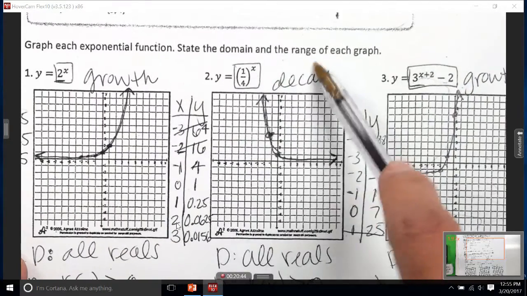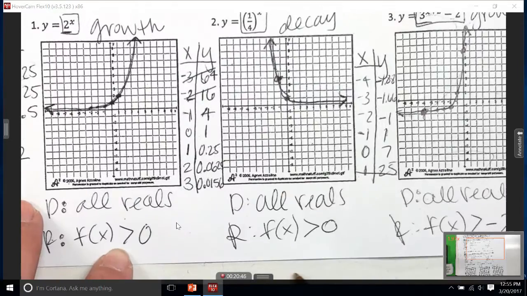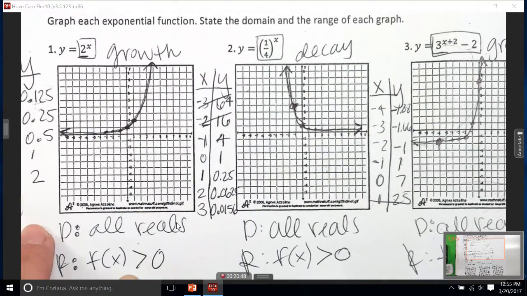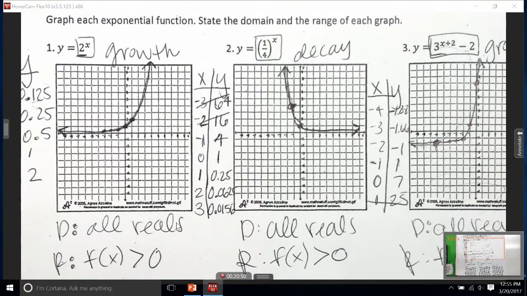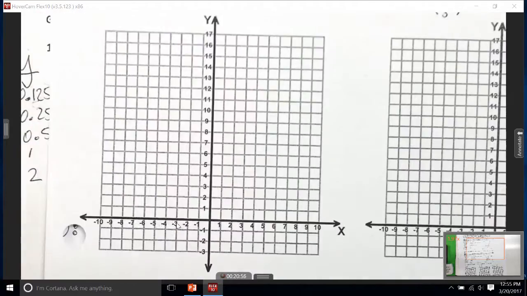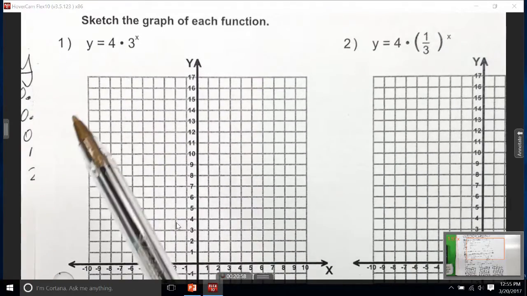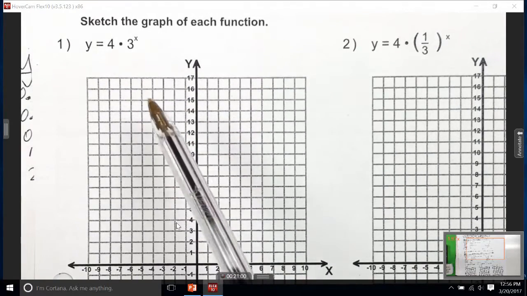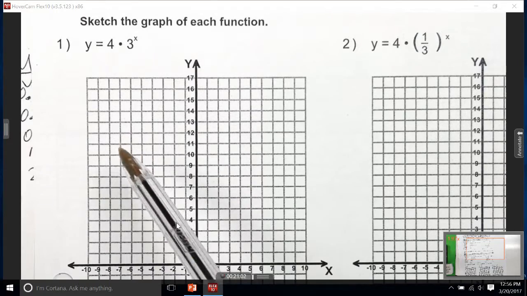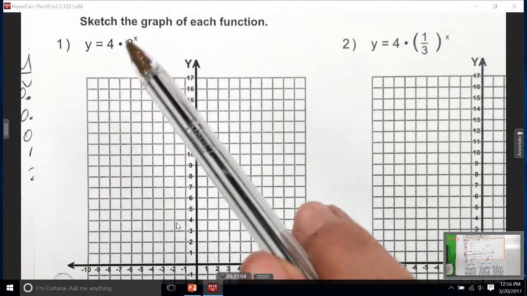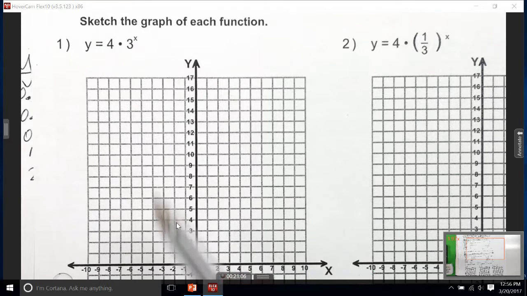Is there anything added or subtracted right here? So it would be greater than 0. Same thing here. So for this example, this is not in your notes, and you don't have to copy this down, just say it out loud. What would be the domain of this function? Domain. All reals. Range? Greater than 0. Why? There's nothing being added or subtracted.